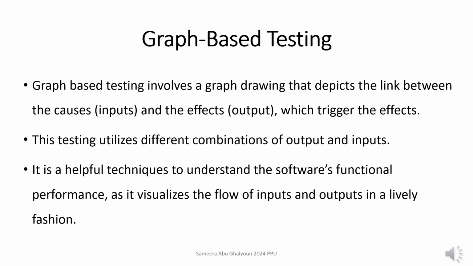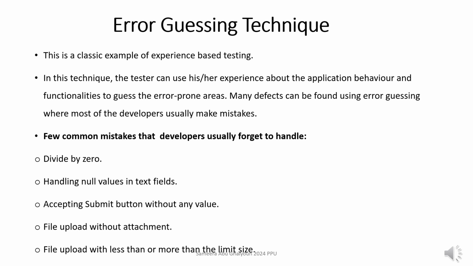Fourth, graph-based testing. Graph-based testing involves a graph drawing that depicts the link between the causes, inputs, and the effects, outputs, which trigger the effects. This testing utilizes different combinations of outputs and inputs. It is a helpful technique to understand the software's functional performance as it visualizes the flow of inputs and outputs in a lively fashion. Techniques of black box testing.